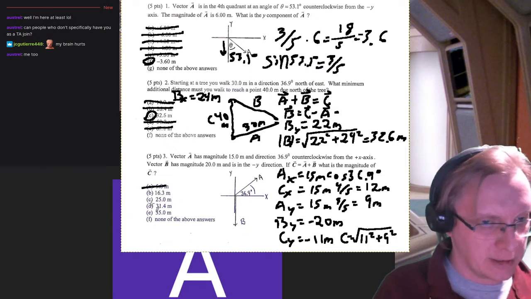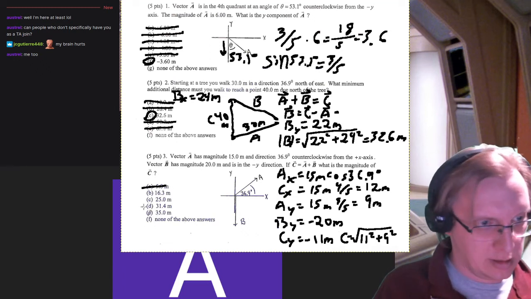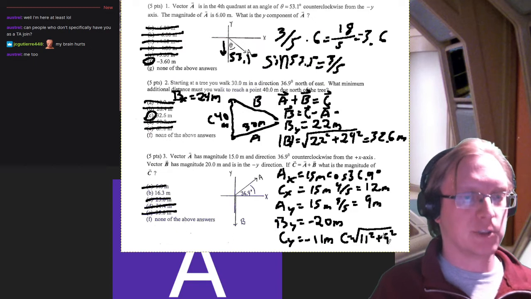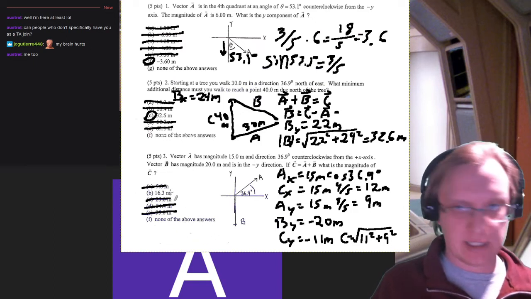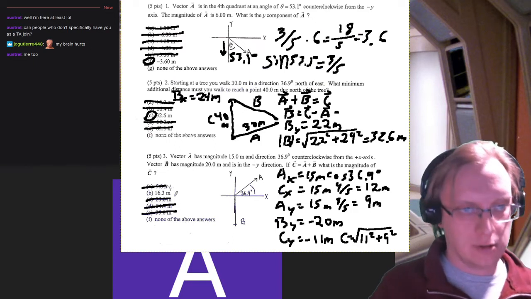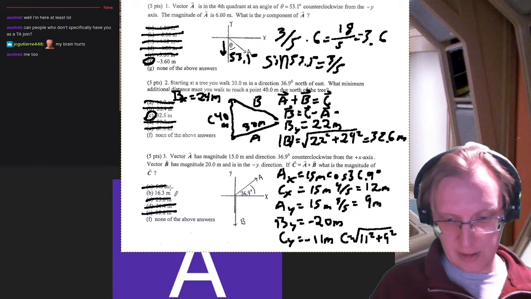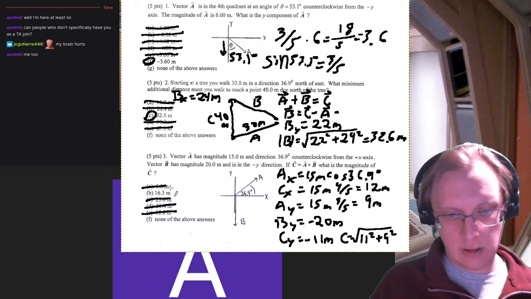Strike out anything that is between... oh, look at that. I'll bet you that it's 16.3 because it's got to be less than 11 plus 9, which is 20. It has to be more than 11, and there's only one that fits that, and that's 16.3. Let's see if that's true. Square root of 11 squared plus 9 squared. There we are. Oh, nope.